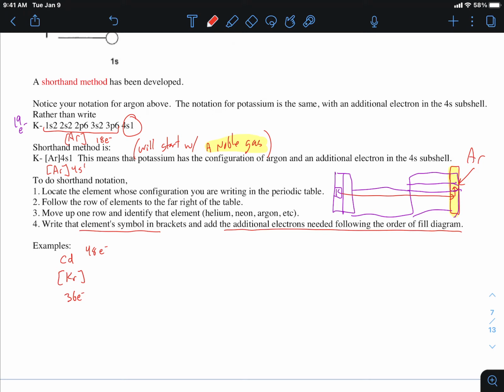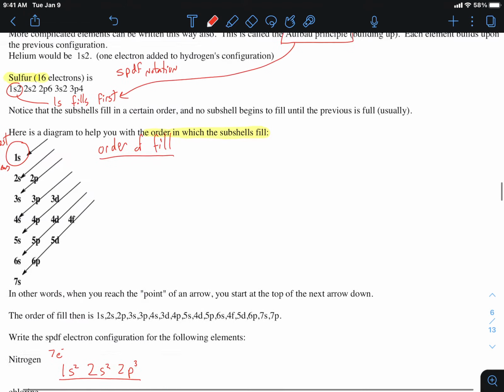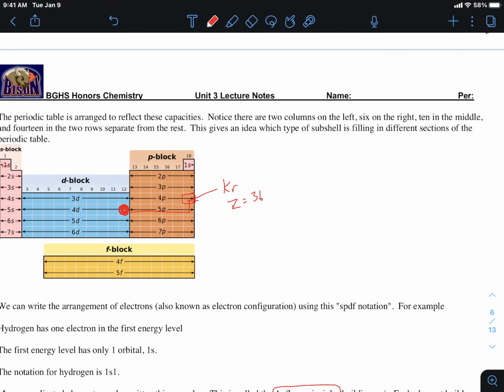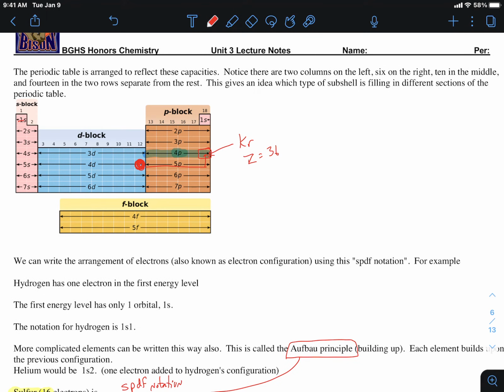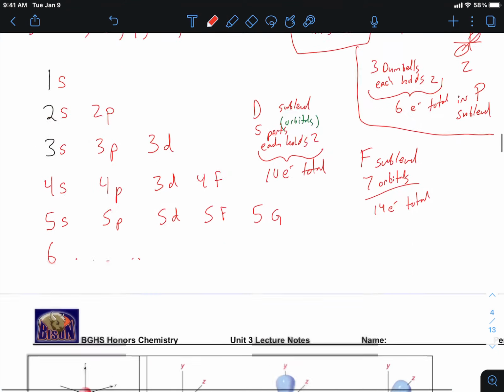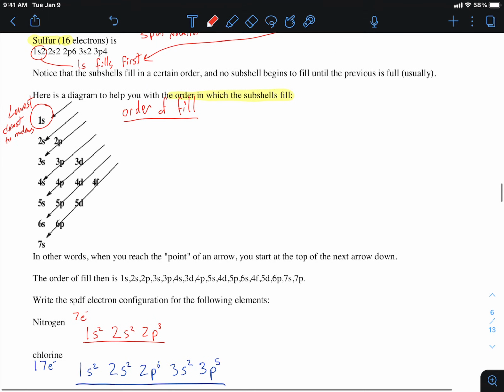So what follows krypton on the periodic table to continue writing this out here? Well, if we go back and look closely at this, notice how krypton completes the 4p sublevel, right? Everyone see how this whole sublevel here is 4p? And krypton is the last one in the 4p. So if krypton is the last one in 4p, what comes next after 4p? If we look at our diagram, sorry, all the scrolling, what comes after 4p? Well, it's 5s.